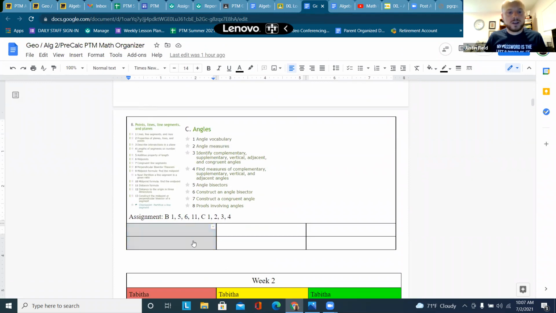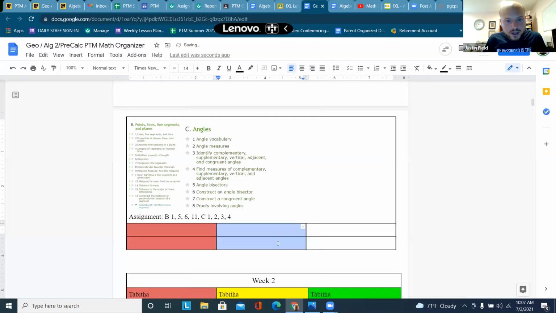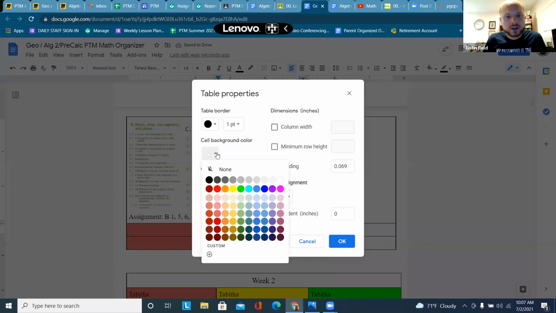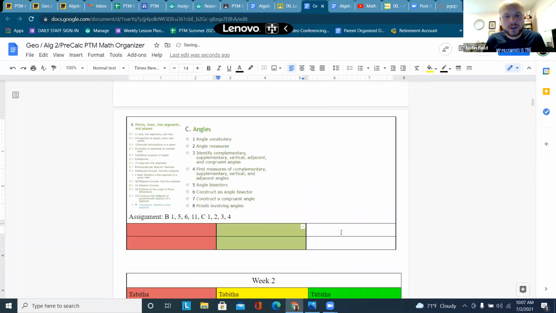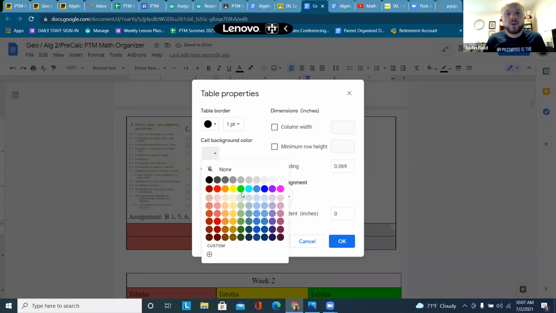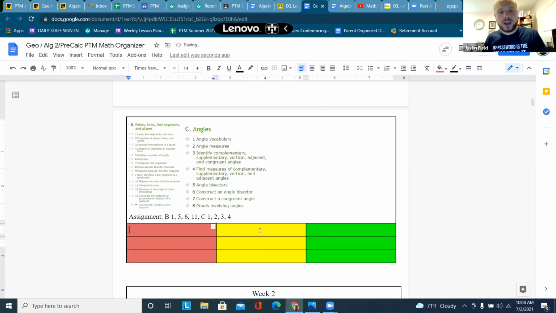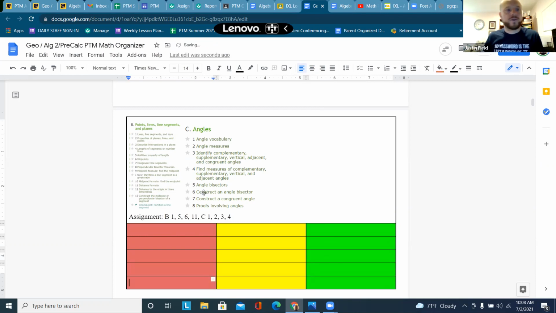I'll just make the little, this is the red section. This is the yellow section. And this is the green section. So based on your comfort level with the assignment, you can put the problem in one of the 3, put your name in one row. And if we run out of rows, just press tab and you'll have a new row.